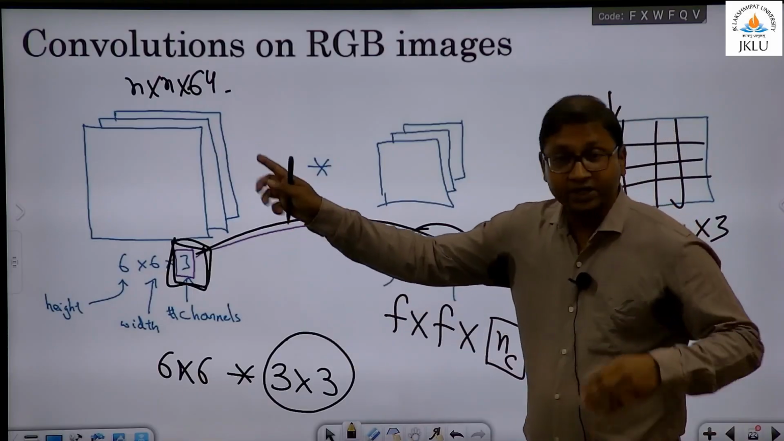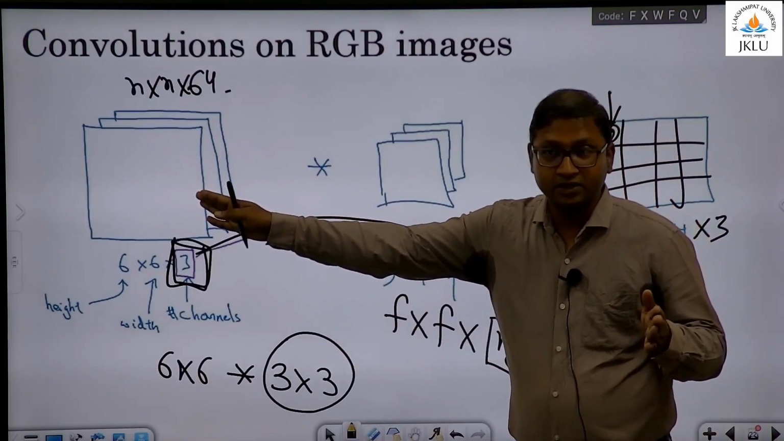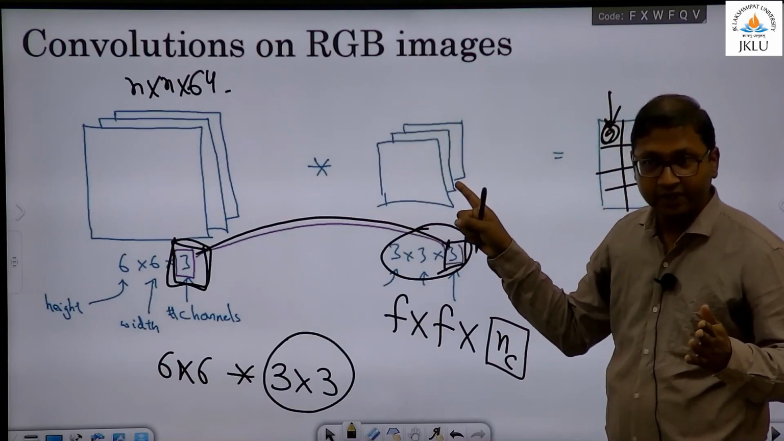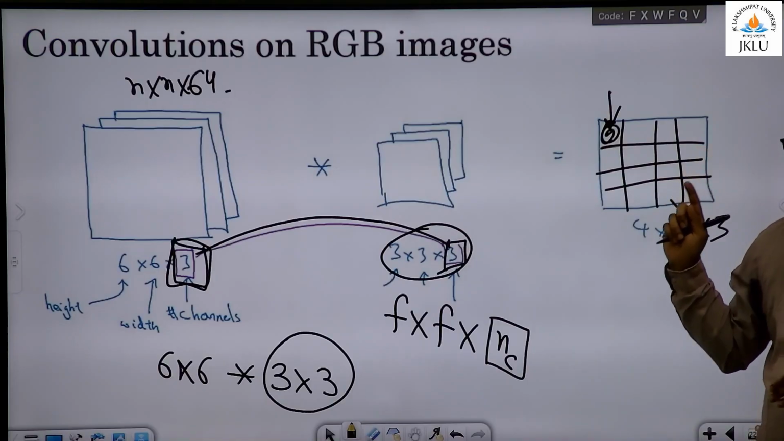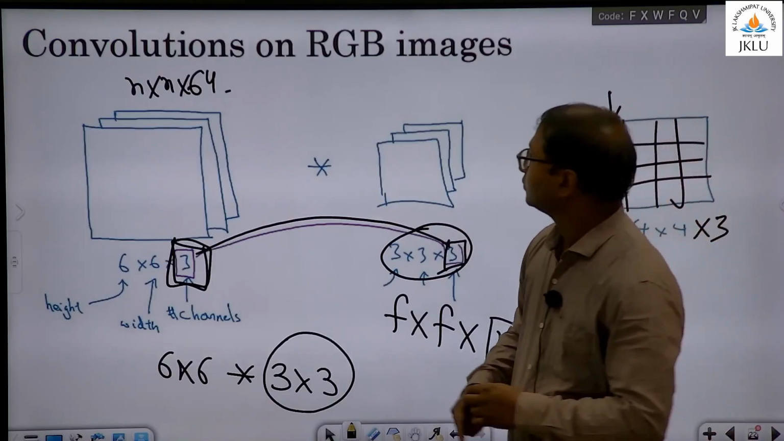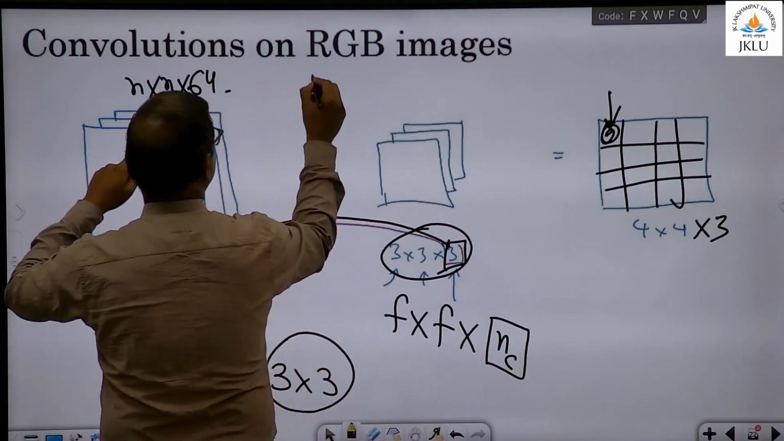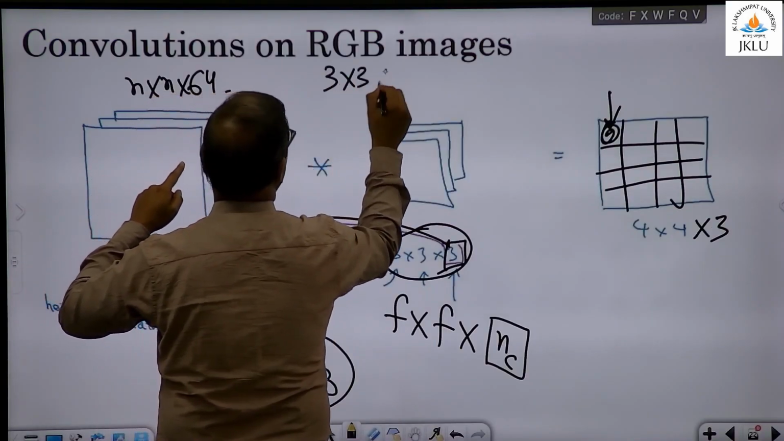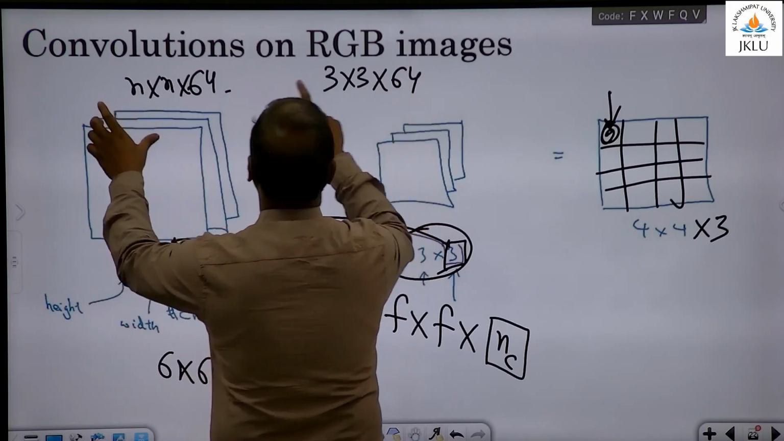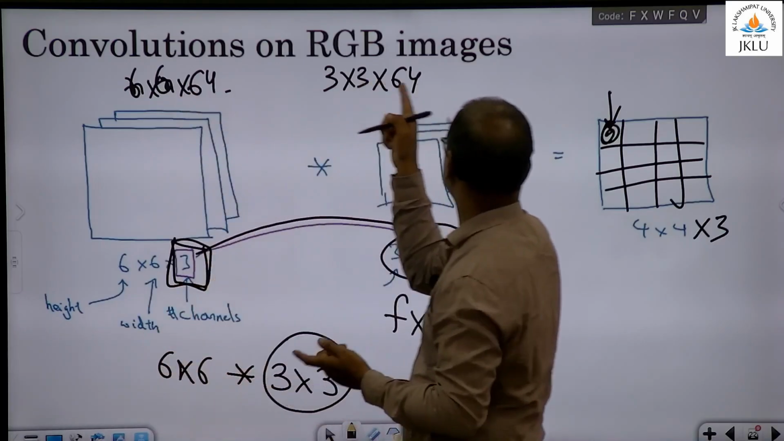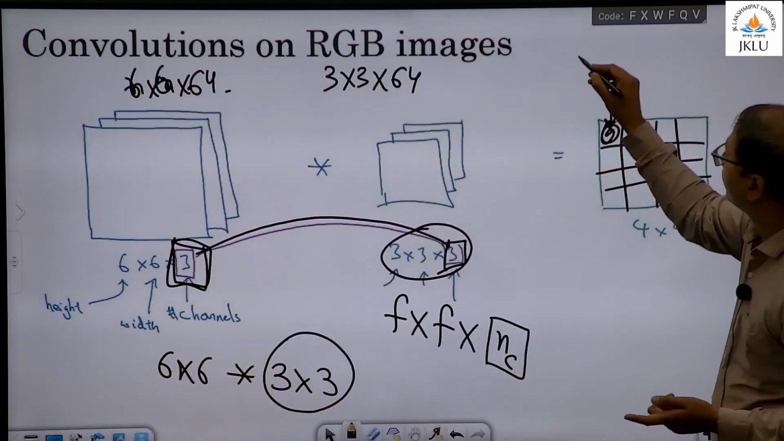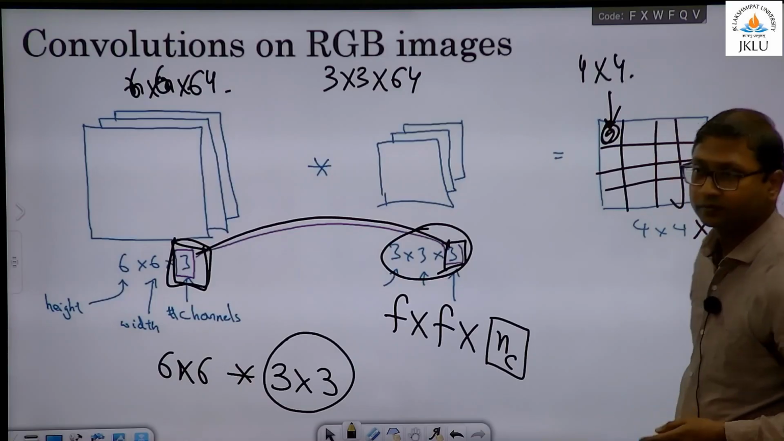Okay. So it does not matter what is your input size. Once you have decided a filter, your output will always be a 2-dimensional thing. So if you take n cross n cross 64 with 3 cross 3 cross 64, that is going to give you, so if this is, let's say, 6 cross 6 cross 64, this is still going to give you a 4 cross 4.